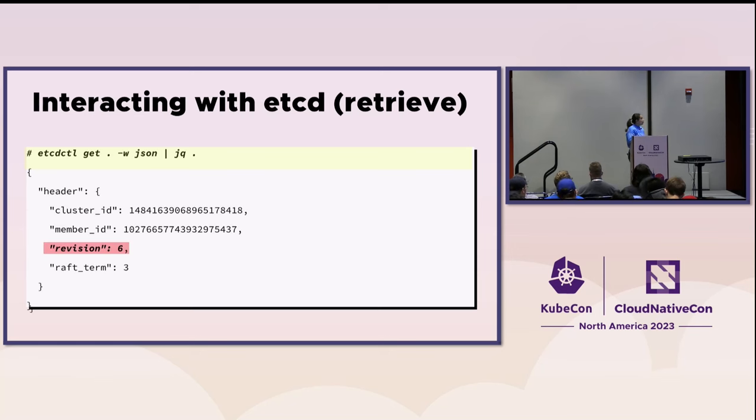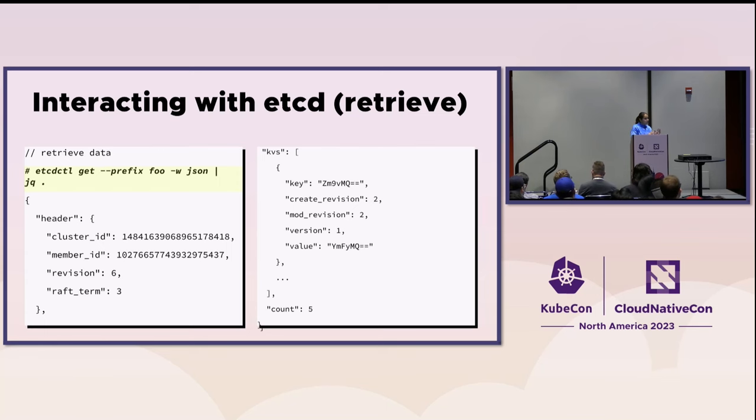But if I try to get it in a JSON format, what I will see is this output. Here we can see our revision has incremented, and it has incremented by 5. That means every time we added a new key value pair, foo 1, bar 1, that incremented our counter by 1. And since we added 5 key value pairs, our counter was incremented by 5. So now at this point, after adding 5 key value pairs, our etcd revision counter is at 6.